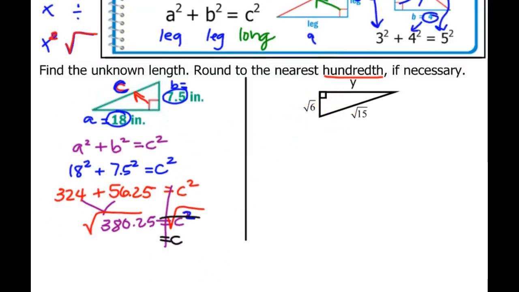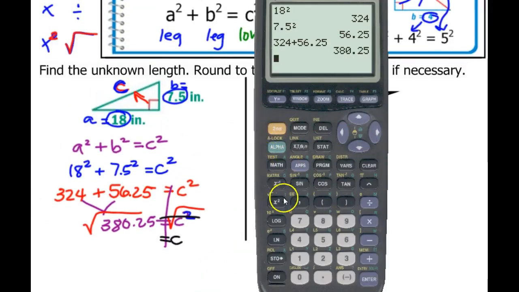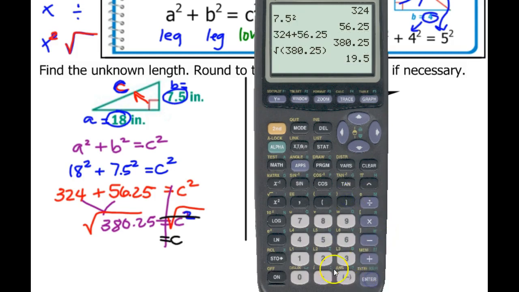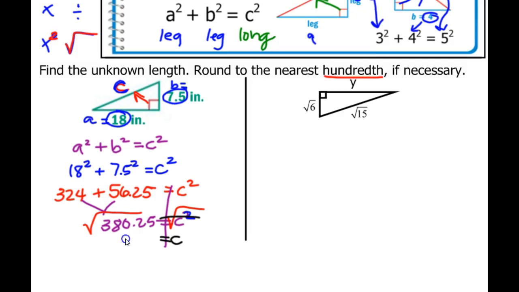It did say round to the nearest hundredth. So I need to plug this in my calculator. See this square root right here? It's yellow. In order to get to that, we need to push the yellow second button, then x squared, there's our square root, and we need to type in 380.25. End your parentheses, and we get 19.5. It said to the nearest hundredth, but there were no other decimals. If you want to put a 0 there, you can.